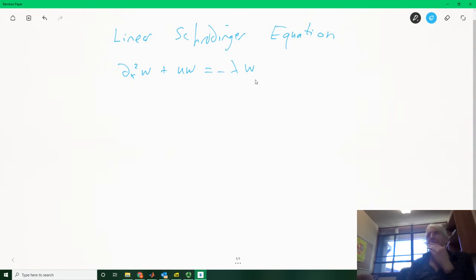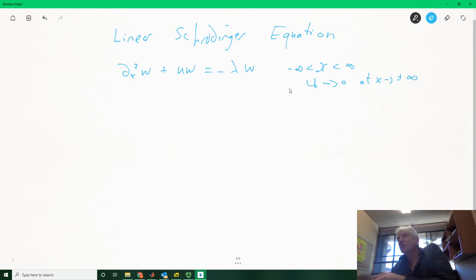So we're interested in the case where x goes from minus infinity to infinity, and where u goes to 0 as x goes to plus or minus infinity. We actually want u to be bounded in some way, say the integral of u to be bounded or something like that. Okay, so u is a parameter in this equation.